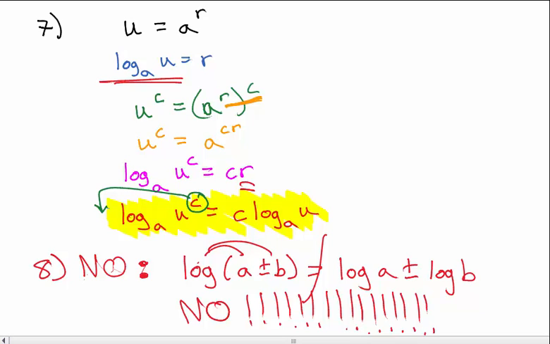I make a big deal about it now. Someone's going to do it on the homework. Someone's going to do it in class. And someone's going to do it on the test. Don't do it. Log cannot distribute. Okay. Off my soapbox. Let's do some examples where we can use these properties.